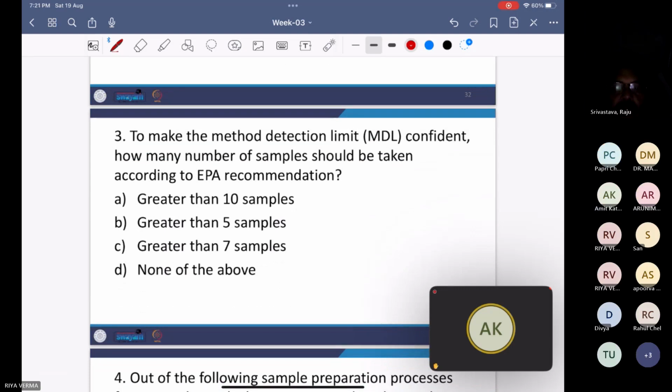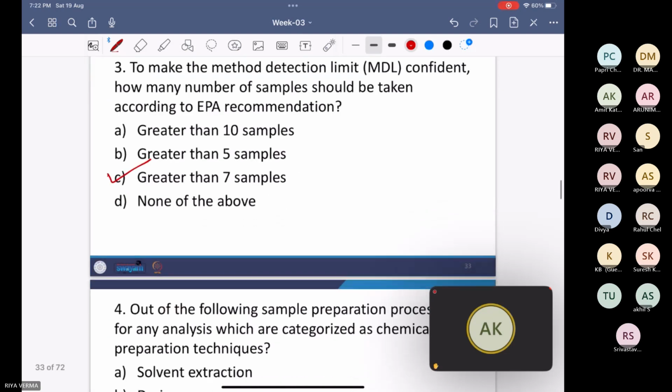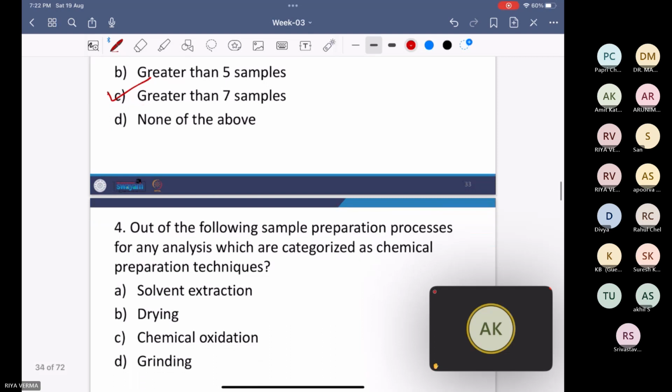To make this method detection limit confident, how many number of samples should be taken according to the EPA recommendation? Greater than 10, greater than 5, greater than 7. Okay, I'll tell you guys. It should be greater than 7. More than 7 samples should be taken to make the MDL confident. And this recommendation was given by EPA.